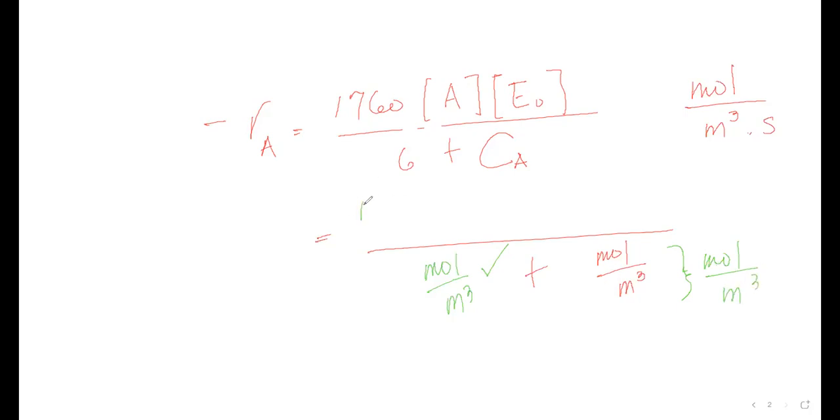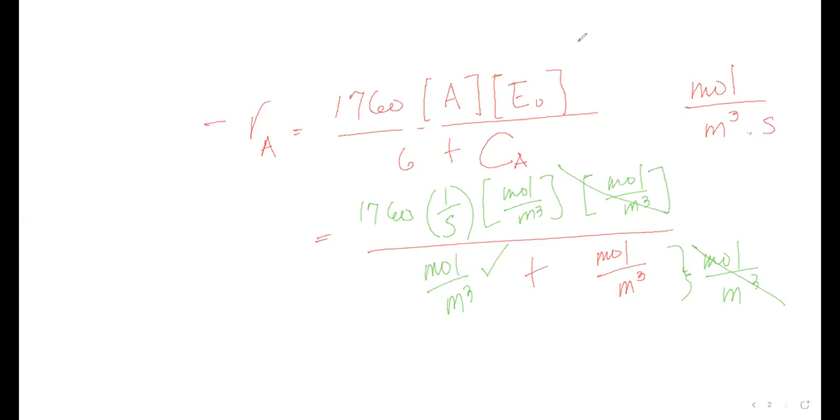Now, the denominator then has the unit mole per cubic meter. In the numerator, I have 1,760 and I have here mole per cubic meter. If I cancel this one with the set of units that I have in the denominator, I have remaining here mole per cubic meter. So then it follows that the 1,760 should have a unit of per second. So that's how you go about determining the units of the parameters or variables that appear in your rate expression.